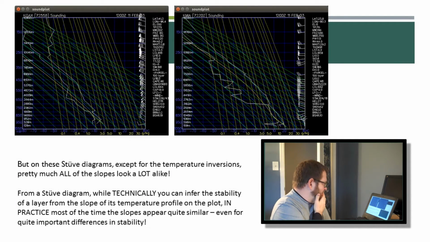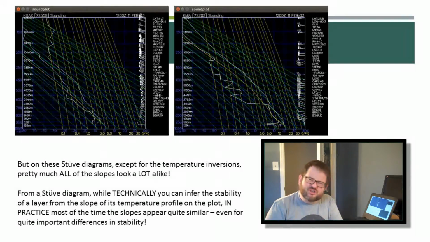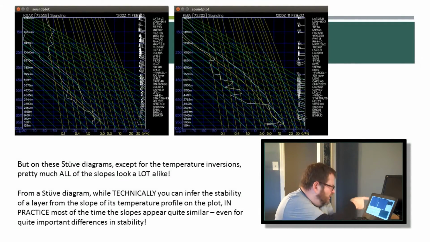Well, let's go back to our diagrams here. Well, if I was actually looking at that temperature curve in Omaha and looking at that one in Miami, individual layers along the way might be a little bit different. But you know what? Actually, on these Stuve diagrams, except for in the temperature inversions itself, pretty much all the slopes look alike. They're different, but the difference is small on this diagram.